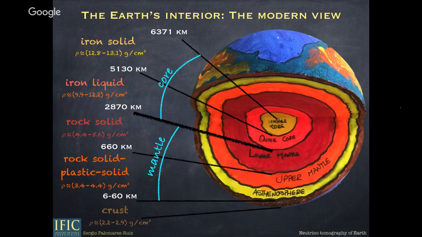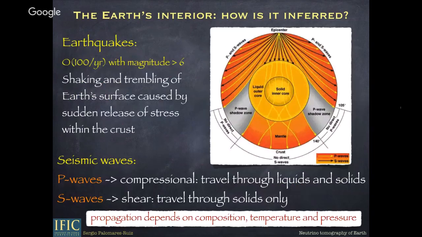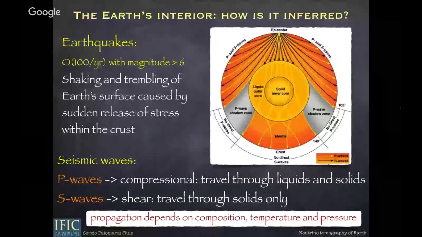And how do we know about all this in modern days? Basically, what we do is use seismic waves, or geophysicists use seismic waves. There are of the order of 100 earthquakes per year with magnitude larger than 6, and thousands of them with smaller magnitudes. And basically, there are two types of waves. On one side, we have P waves, which are longitudinal, compressional, and they travel through solids and liquids.